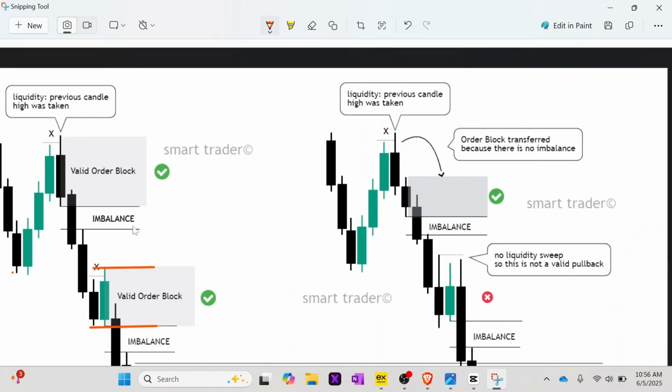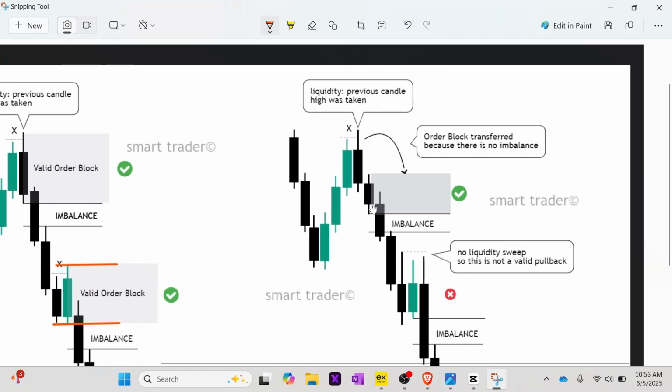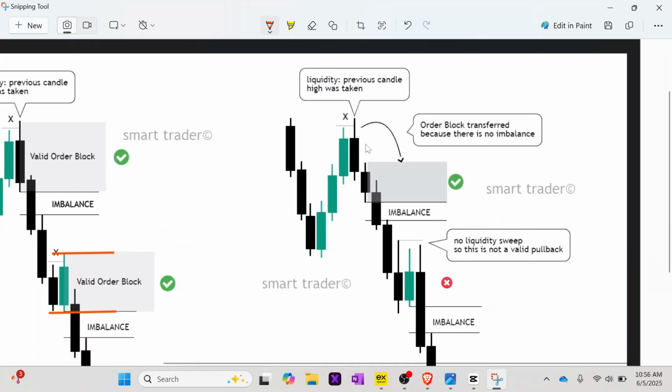In this example, we have a pretty similar configuration as the previous example, but the only difference is that there was no imbalance after the market created this valid order block. So what can we do in the case that we don't have an imbalance? We can transfer our valid order block to the next candle. Our initial order block is this one, but as you can see, there is no imbalance between this candle and the second one. So in this case, we need to transfer our order block to the next one.